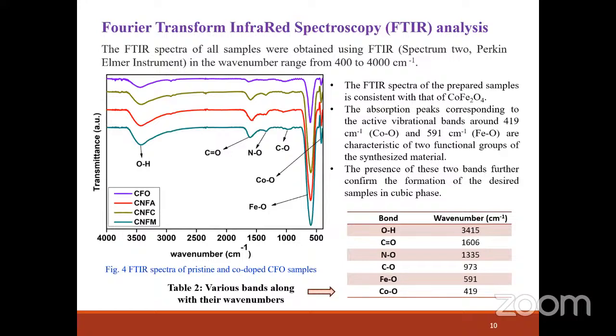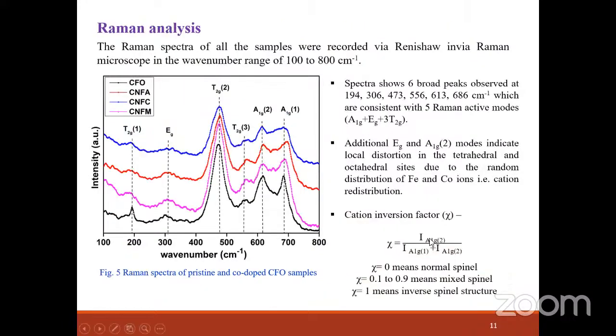Along with that, FTIR spectroscopy has also been performed over the samples, and the fingerprint region shows the presence of the cobalt-oxygen bond at 420 cm⁻¹, and around 591 the Fe-O bond is observed, which are the characteristics of the two functional groups of the synthesized material, which further confirms that the sample has been prepared in the desired phase. And other bands like OH and carbon-oxygen, which may be because of the moisture present, are also observed and assigned.